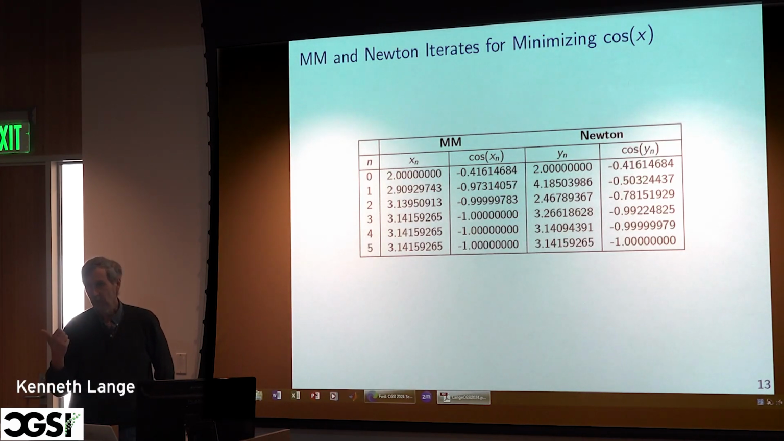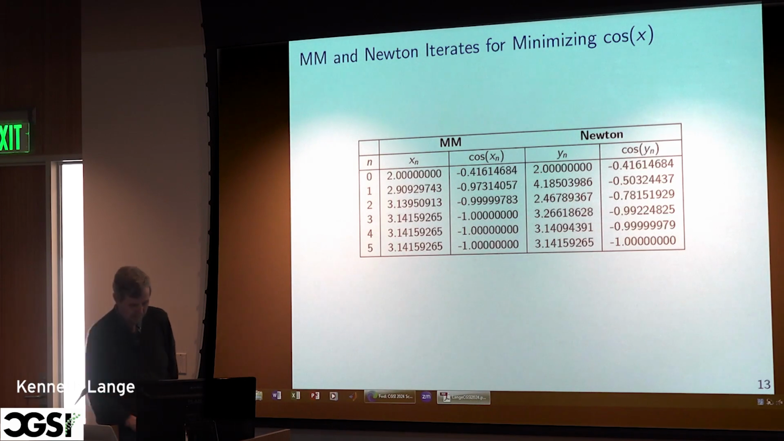Newton's method is quadratic rate of convergence, typically very quick. MM is almost always linear or worse. So linear can be good, but it can also be very slow. Was there a question? No. Okay.